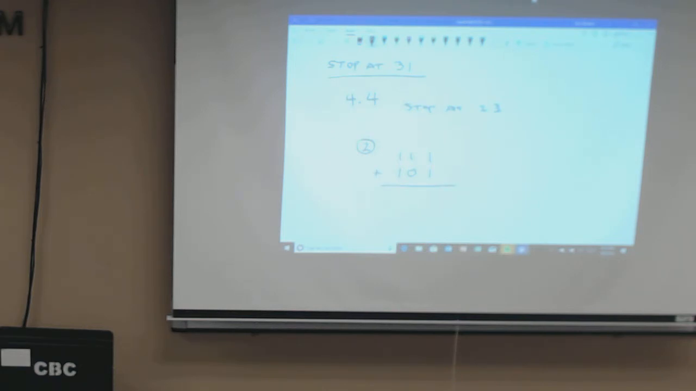Okay. Maybe we ought to put up here, since this is all binary, which is base 2, we ought to put out here 2 to the 0, 2 to the 1, 2 to the second, 2 to the third, 2 to the fourth, and this is 1s, this is 2s, this is 4s, this is 8s.